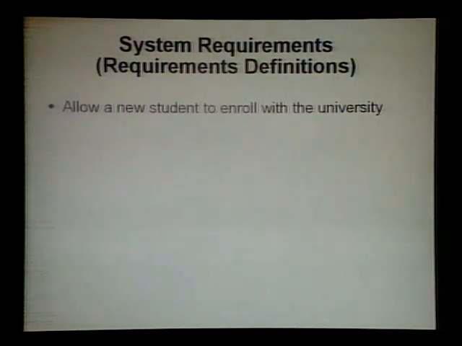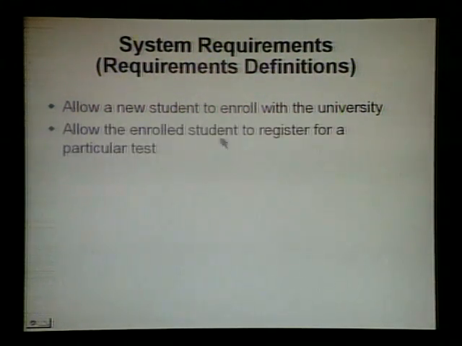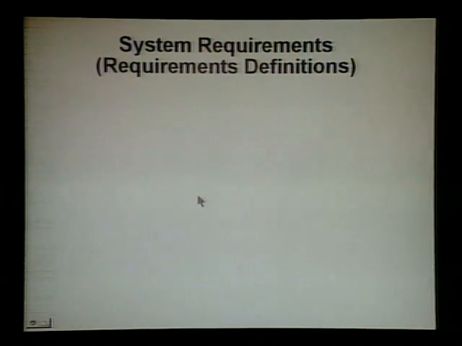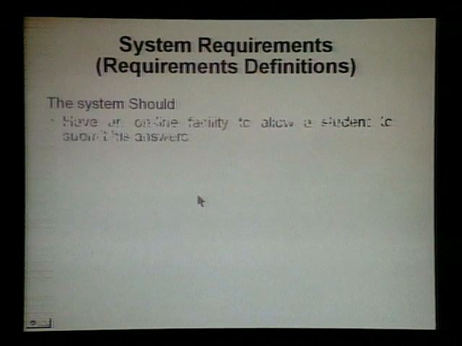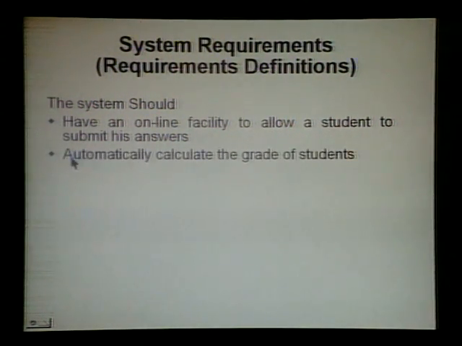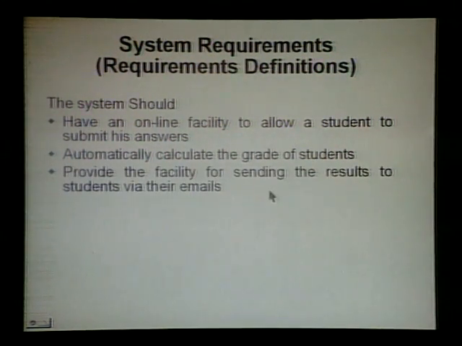The system should allow a new student to enroll with the university. It should allow the enrolled students to register for a particular test. The system should have ability to store multiple choice questions with their correct answers. The system should have an online facility to allow a student to submit his answers. It should automatically calculate the grade of students. It should provide the facility for sending the results to students via their emails.